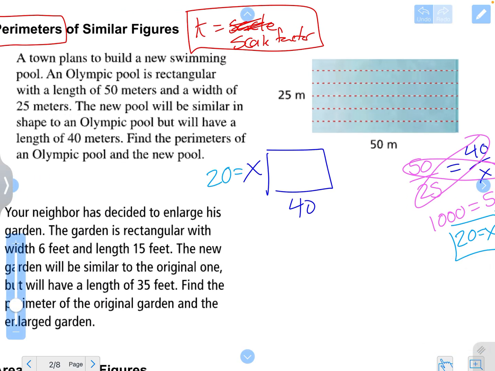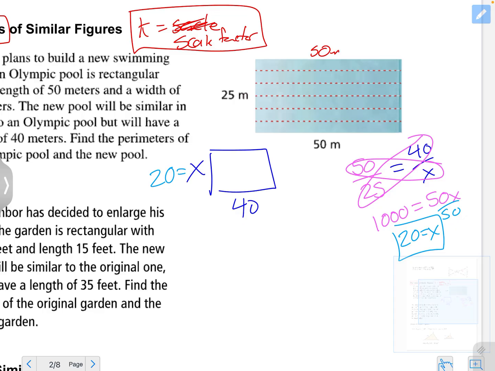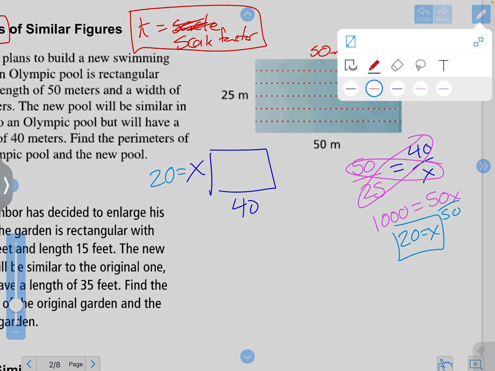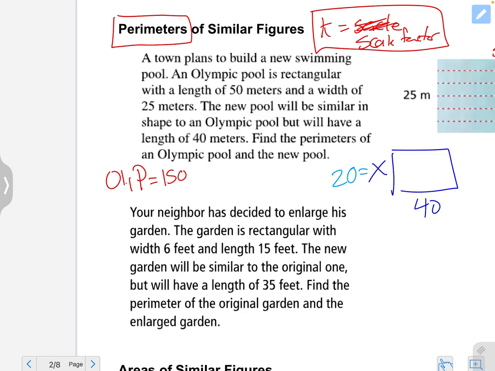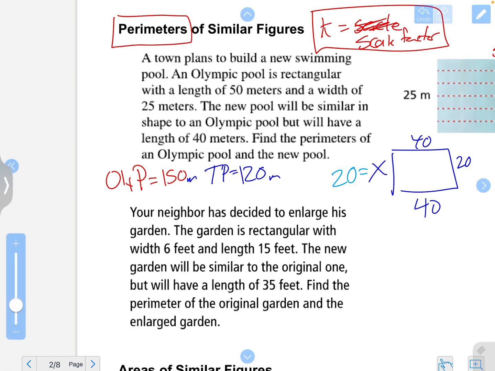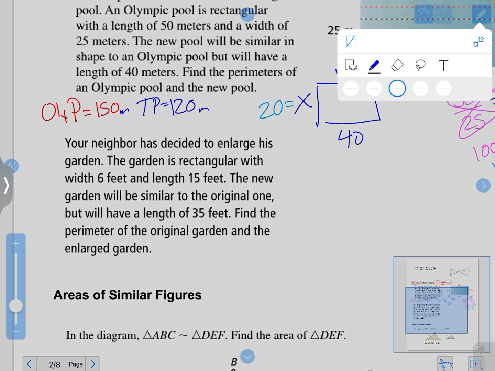So we know that the perimeter of the Olympic pool, we're just going to add all the sides together. So that one's 50 meters. That one's 25 meters. So it's going to be 150 is going to be the perimeter of the Olympic pool. And then the neighborhood pool, or the town pool, we're going to go 40, and 40 is 80, plus another 40 is 120. And again, those should both be in meters. And so our perimeter is just the same scale factor as the sides. Nothing changes, nothing's different.